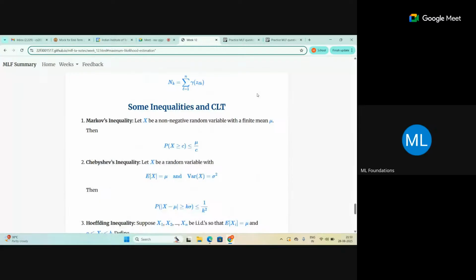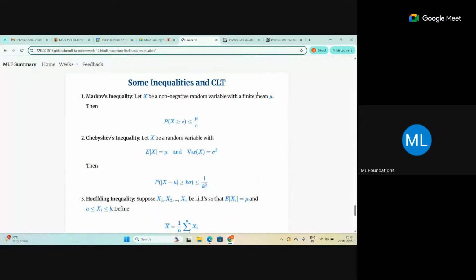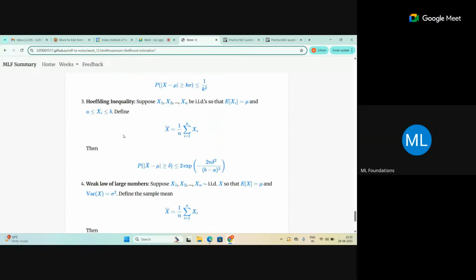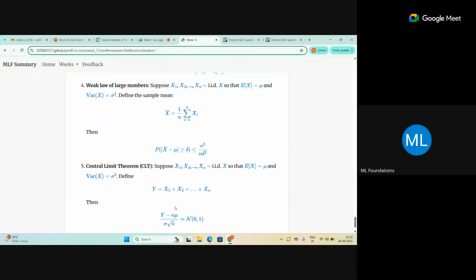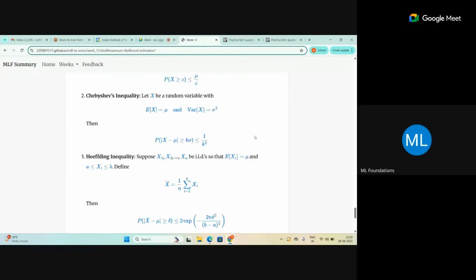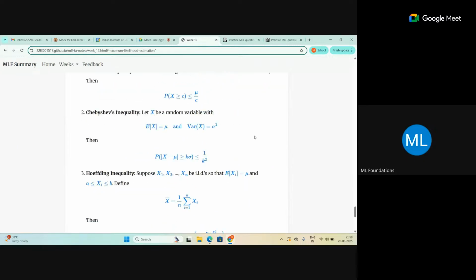The inequalities you should know are basically Markov and Chebyshev. That is the important one. Other things you can skip here, not an issue. You don't need the CLT, but you should know how to convert that variable into a standard normal variable, because that is important in solving that kind of problems.